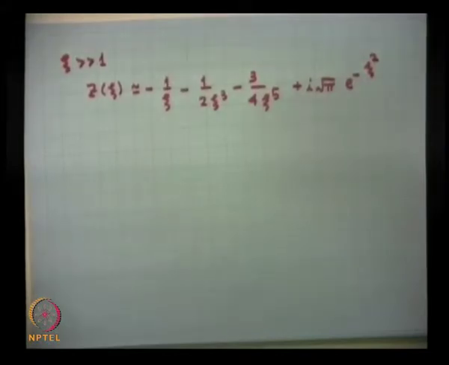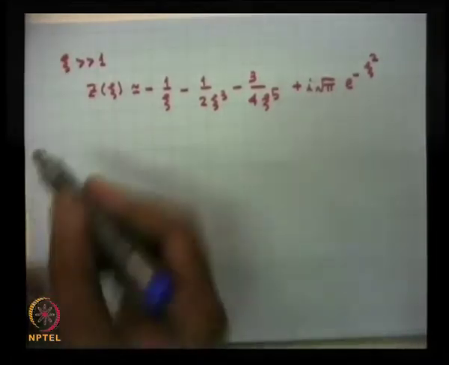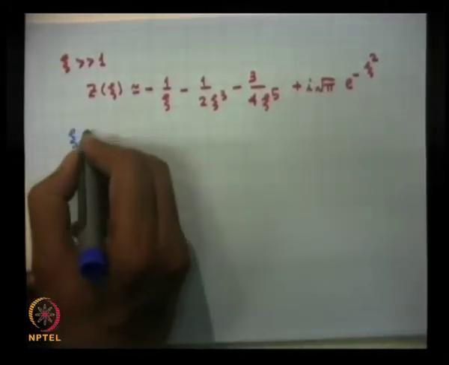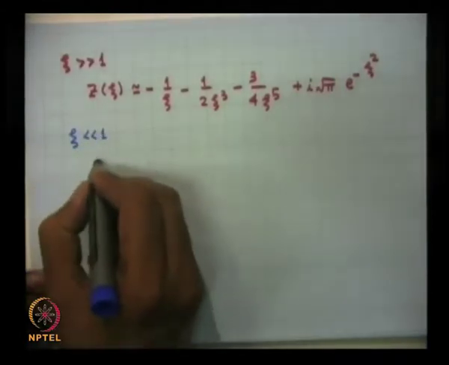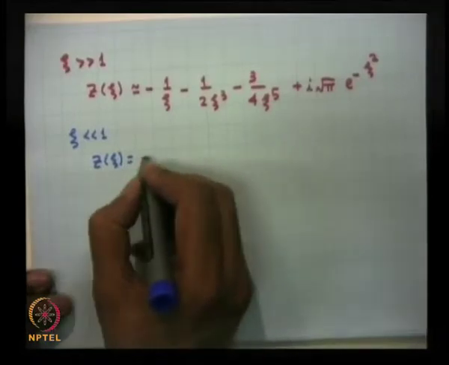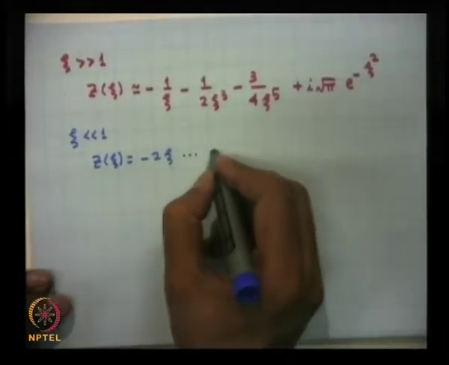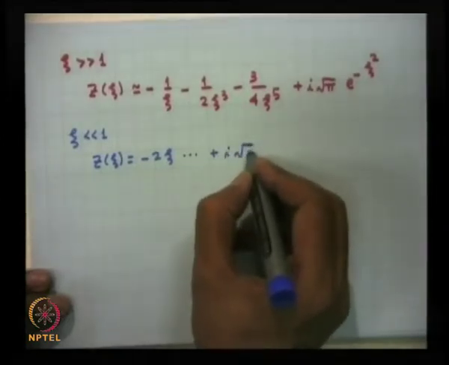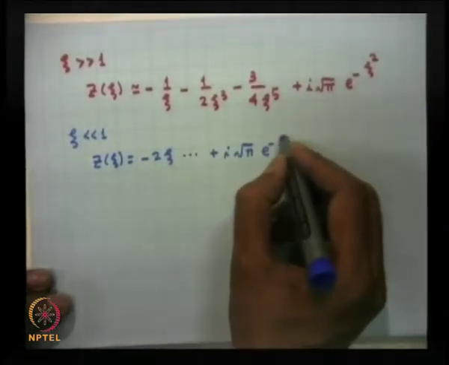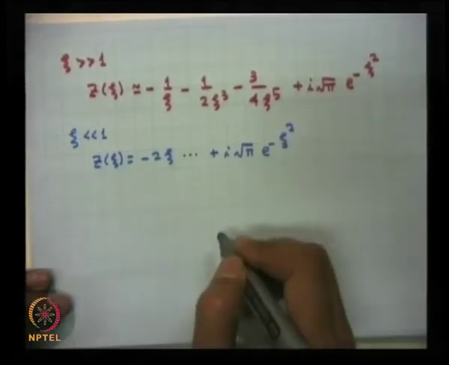This is the expression for Z in the limit when xi is much bigger than 1, and in the other limit when xi is much less than 1, you can write Z approximately equal to minus 2 xi etc. plus i root pi exponential minus xi square, and this factor is nearly 1. So, this is like i root pi.